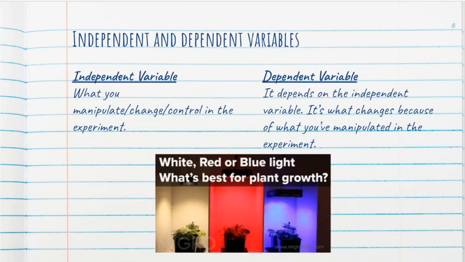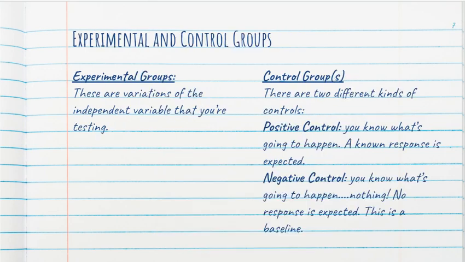Next up will be our independent and dependent variables. The independent variable is what you as the scientist can change or control. Okay, so what can I change or control in this experiment? That would be the color of the light. The dependent variable is what changes because of the thing that you did, right? So what might change because of the color of the light? The plant growth. So that would be my dependent variable there.